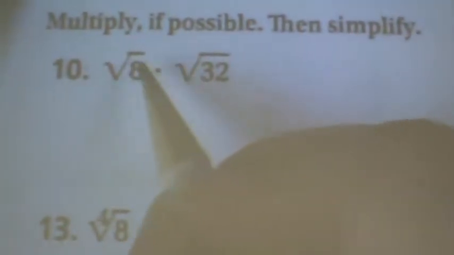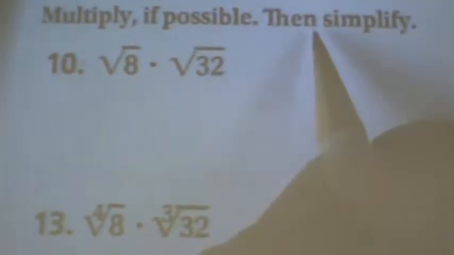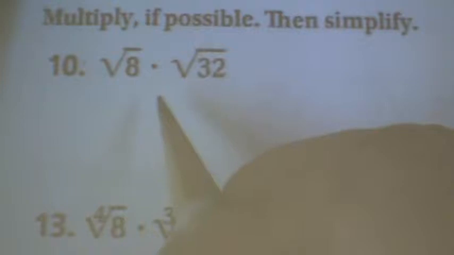We are multiplying radicals, and you want to make sure before you multiply that you have the same index. And if you do, then you can obviously multiply them and make sure that you simplify all answers.